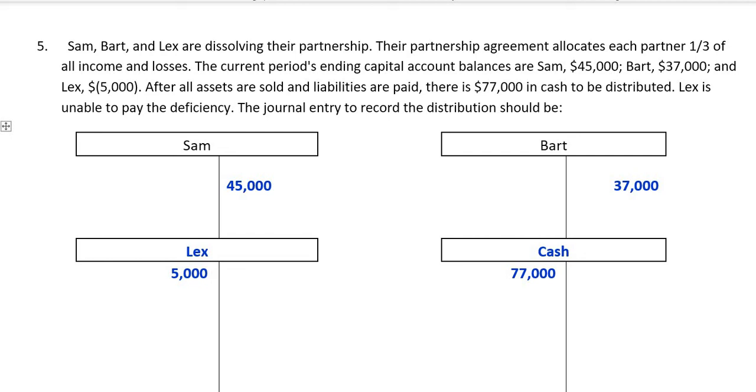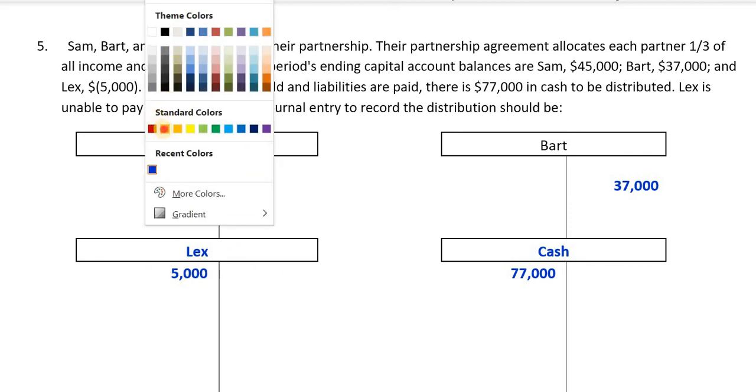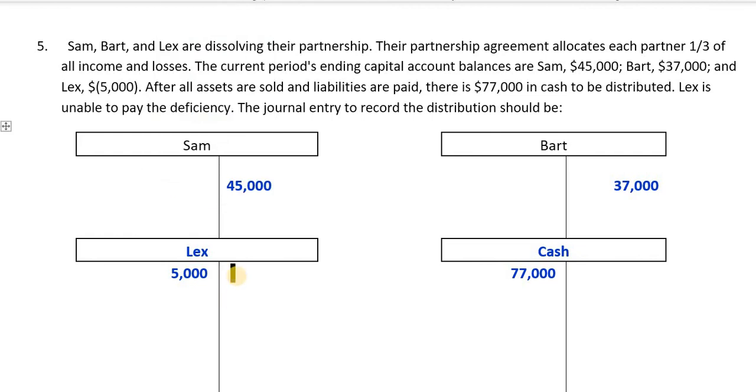We still have to get Lex off the books, though. So we have to do it through the magic of accounting. We have to zero Lex out. So to do that, I better debit, or rather credit his account for $5,000. There it is. Lex is gone. Balance is 0.